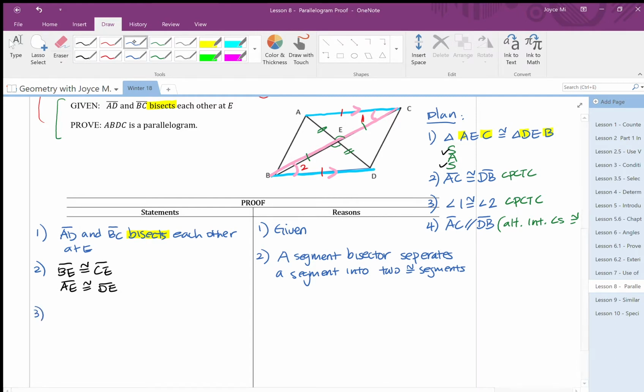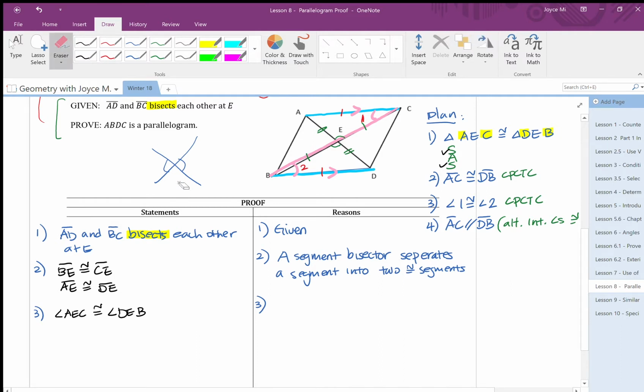I could say angle AEC is congruent to angle DEB. And number 3, note that this is vertical angles are congruent. Again, notice a vertical angle is just two lines intersecting to form congruent angles. It has nothing to do with parallel lines and transversals.